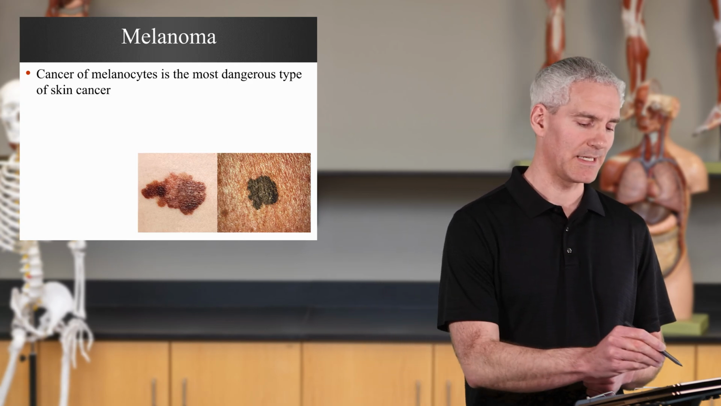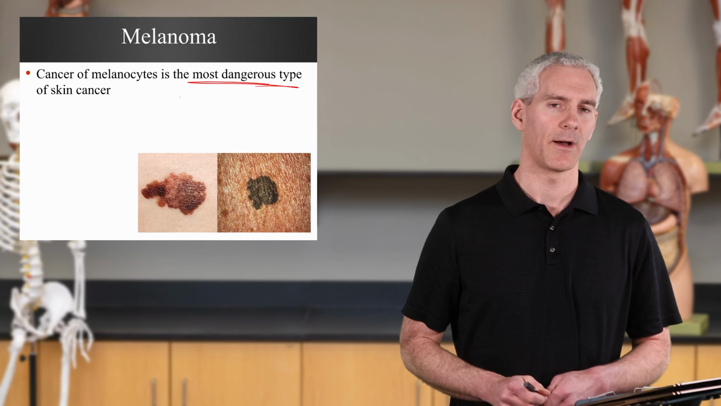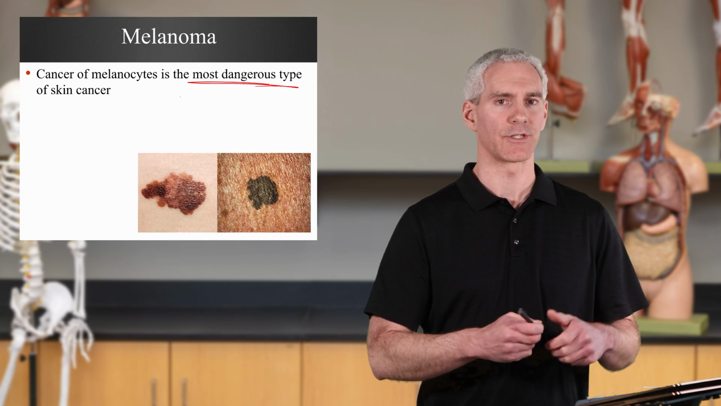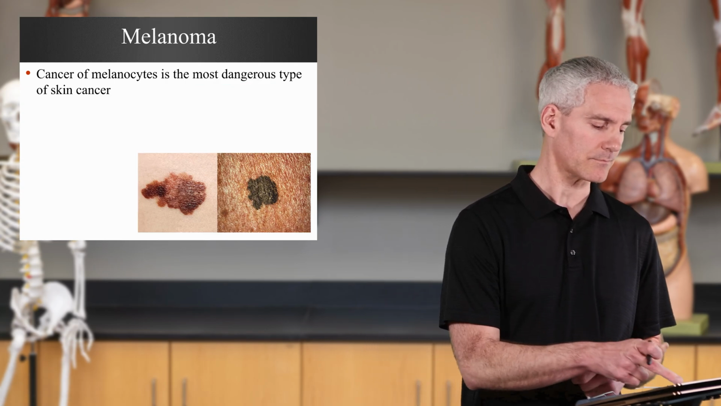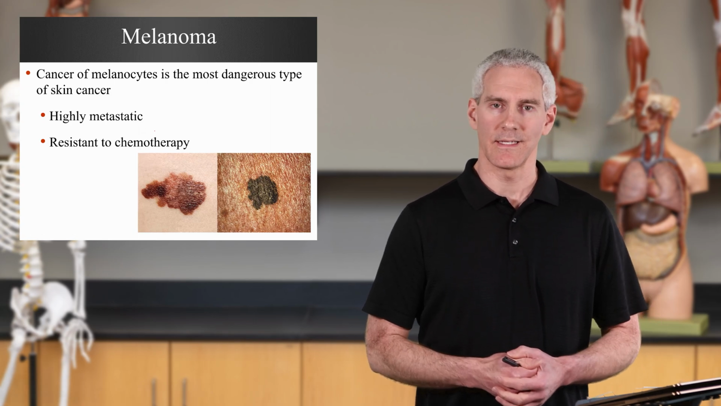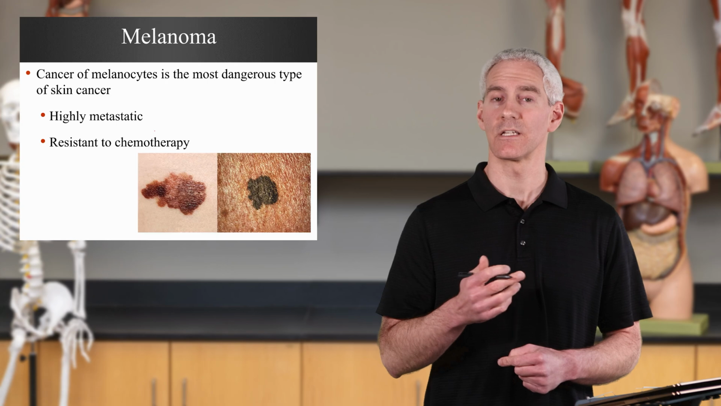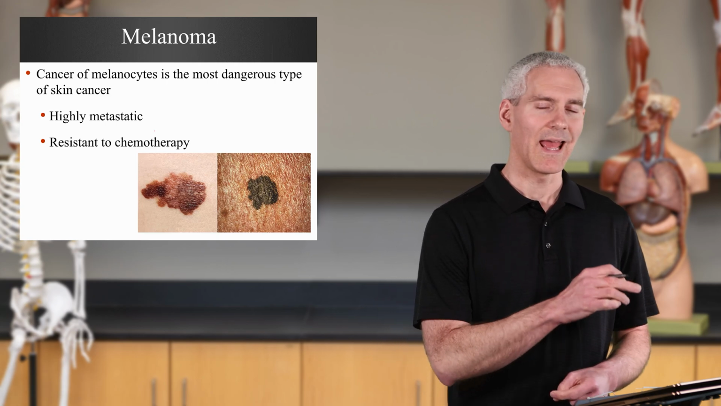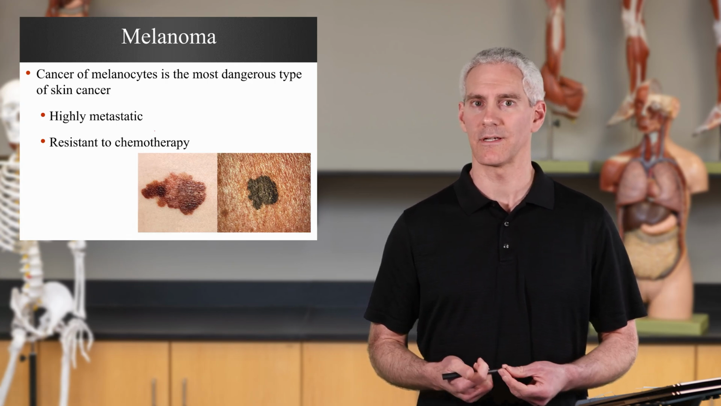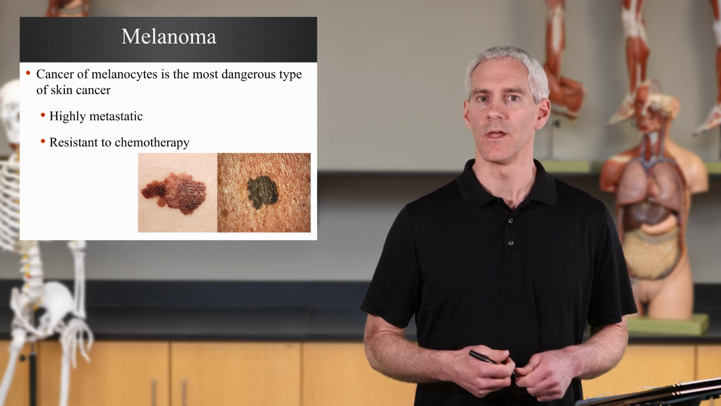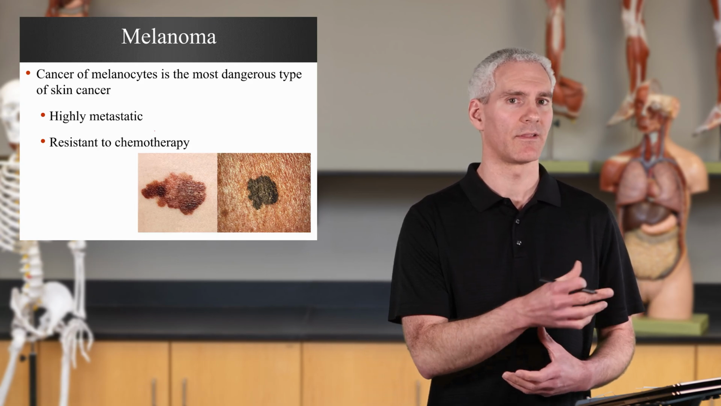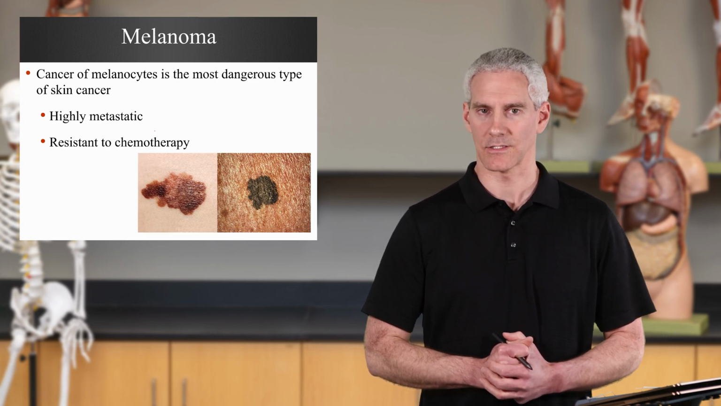Now, melanoma is easily the most dangerous type of skin cancer. This is the one where, if you find this, you need to make sure you're getting it treated very, very quickly. The reason to find it so quickly is it's highly metastatic. It's going to spread very quickly. And a lot of times it's resistant to chemotherapy, which causes a problem because that's one of the main ways it's treated. So there are other avenues of treatment, but again, this needs to be found sooner rather than later, before it starts spreading and popping up elsewhere.